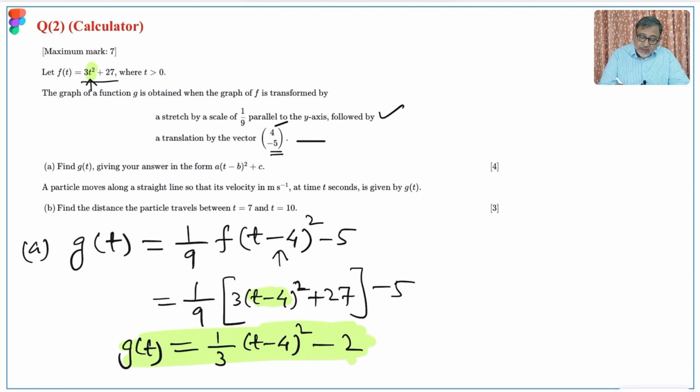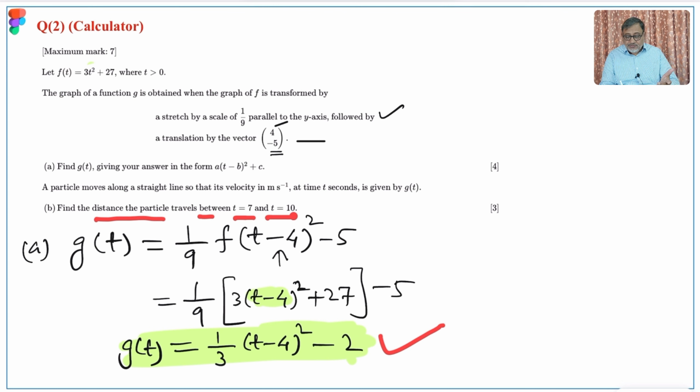Okay. Now the second part says a particle moves along a straight line so that its velocity in meters per second at time t seconds is given by g of t. So g of t is the velocity of the particle. Find the distance the particle travels between t equal to 7 and t equal to 10.